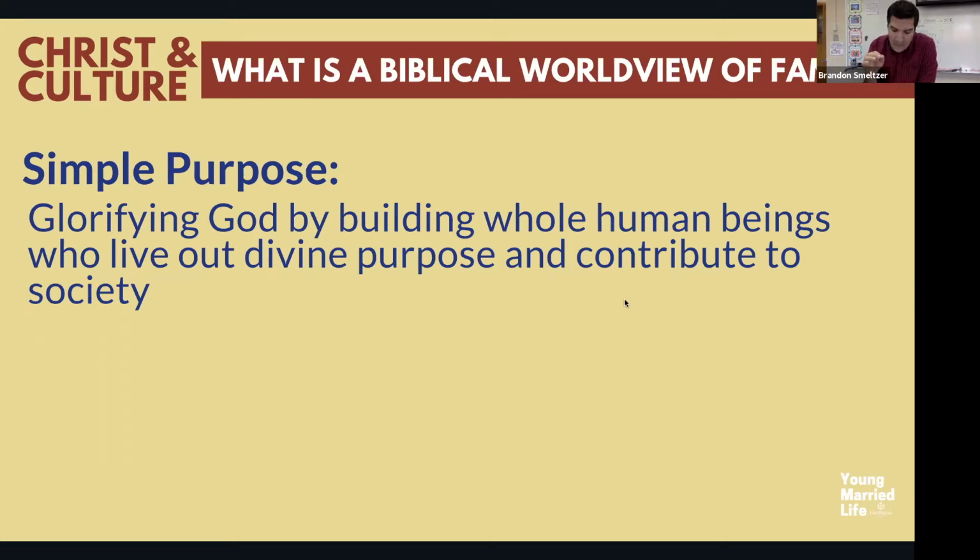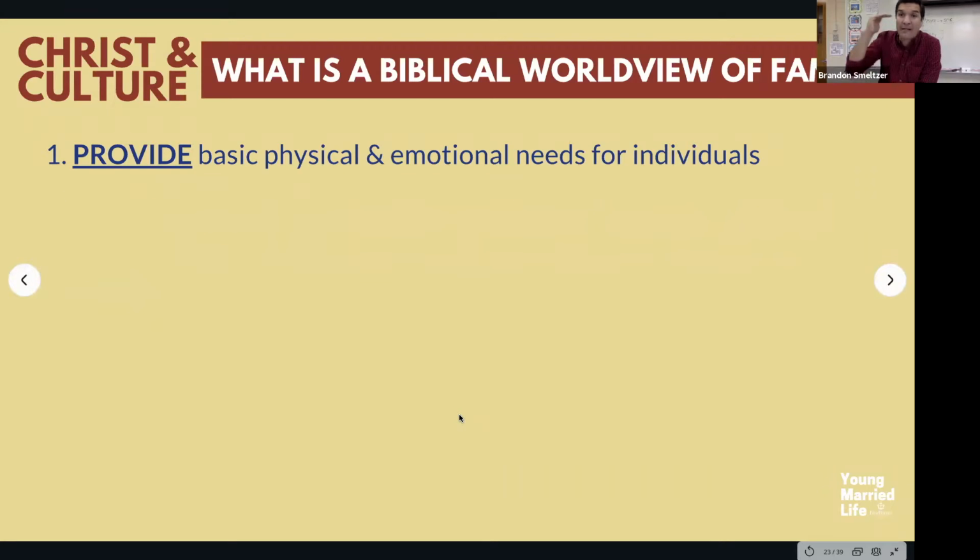Okay. So there are three major functions that I'm going to deal with tonight. Three major functions in the family. First is provide basic physical and emotional needs for individuals. I'm going to list all three and then go back and do a deep dive on each one. The second one is educate individuals into healthy adulthood. And the third one is release whole adults and new families back into society. So it's basically provide, educate, and release. Let's look specifically at provision, about providing for our families.